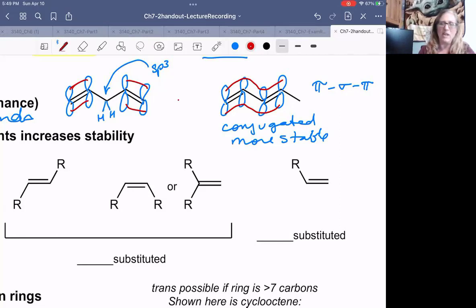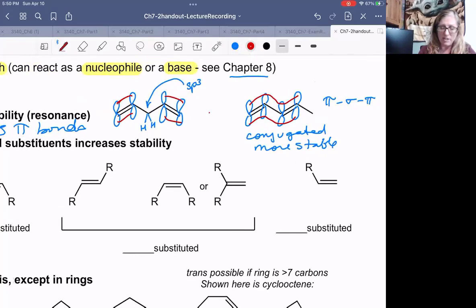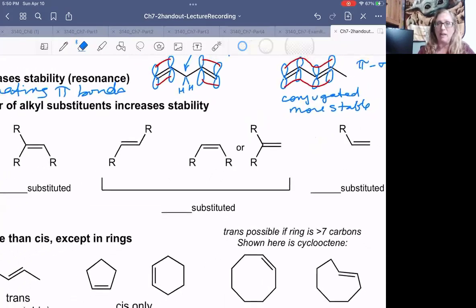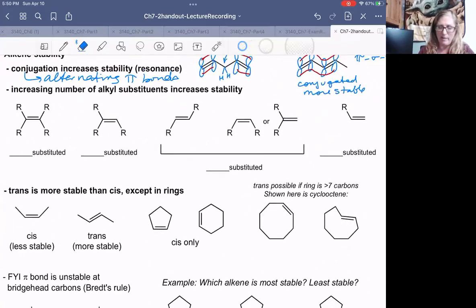We call that conjugation. We're going to see lots more of that down the road when we look at things like benzene rings and aromatic compounds. But I just wanted to put that thought in your head. If we ever come across an example where we have multiple pi bonds, our goal is going to be to get them to be conjugated. If that's an option, that would be great. Okay, so what else can we do to stabilize an alkene?